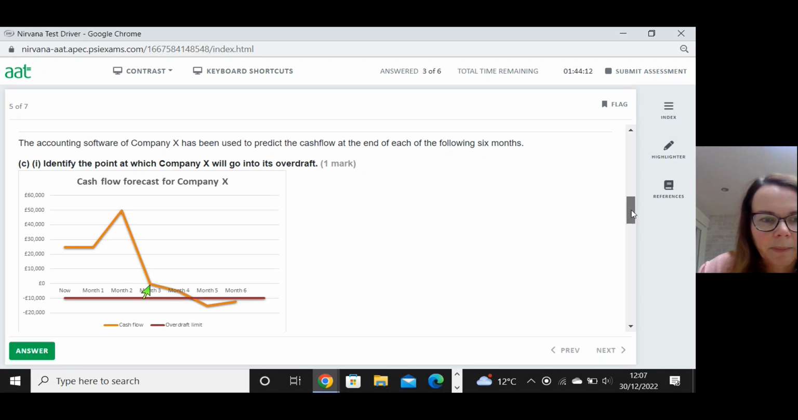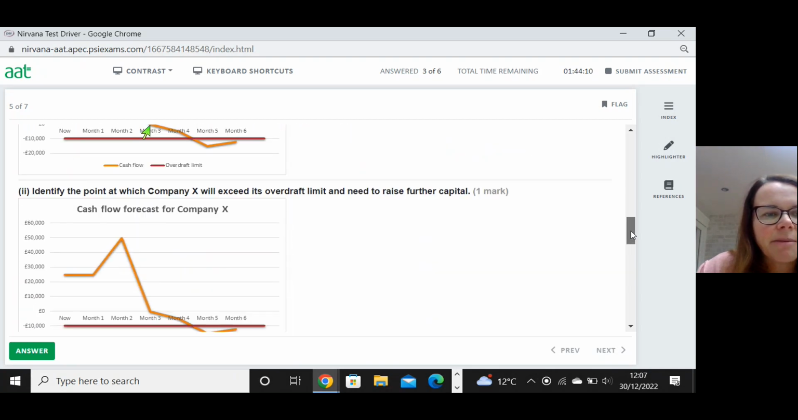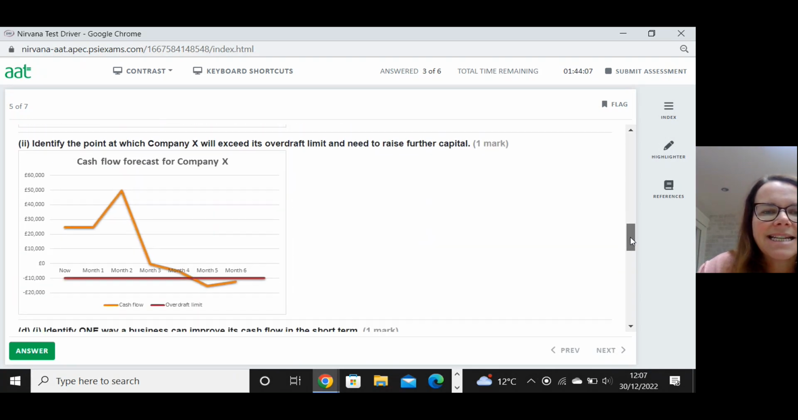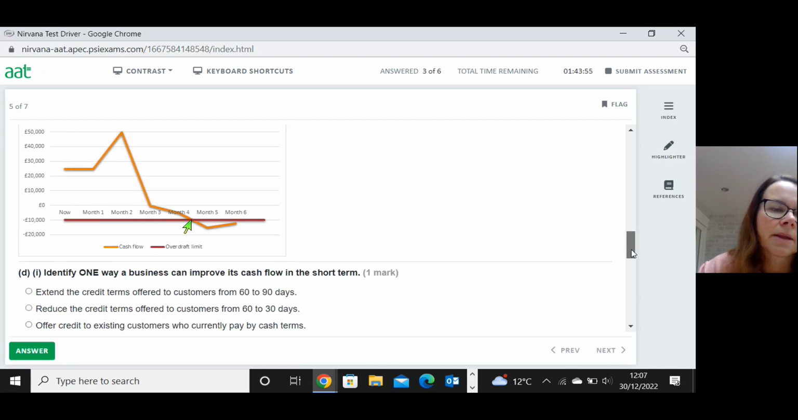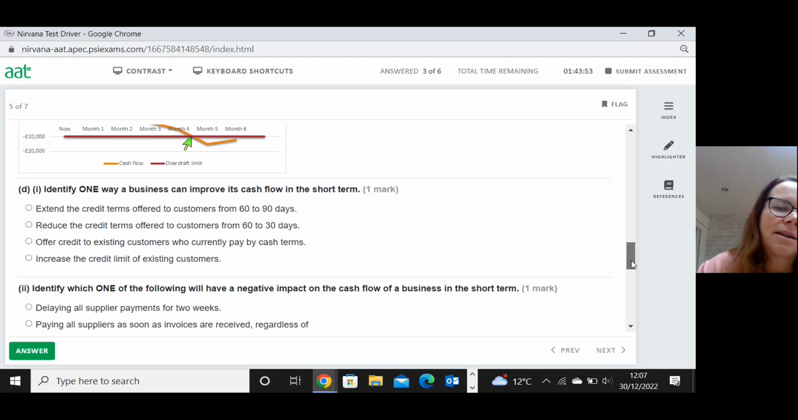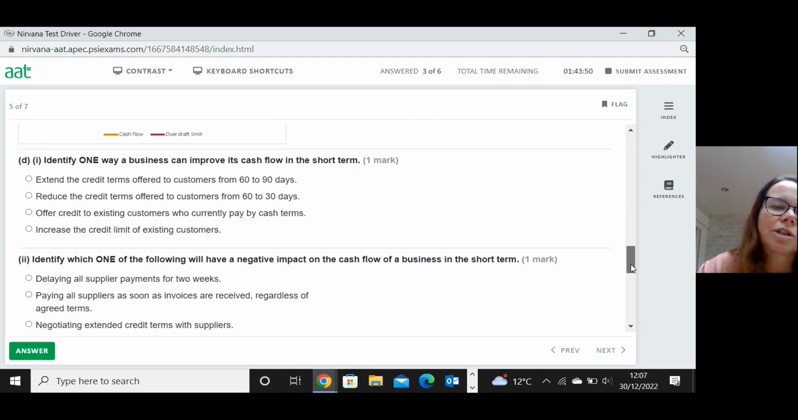So that's fine. Right, identify the point at which Company X will exceed its overdraft limit and need to raise further capital. So the point at which it goes over its overdraft limit is going to be here. That's where it dips below. Identify one way a business can improve its cash flow in the short term.